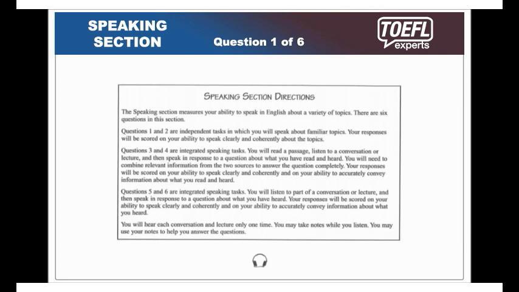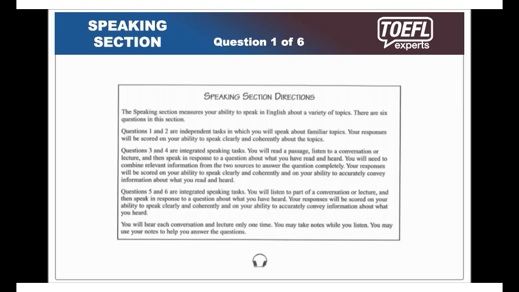Questions 3 and 4 are integrated speaking tasks. You will read a passage, listen to a conversation or lecture, and then speak in response to a question about what you have read and heard. You will need to combine relevant information from the 2 sources to answer the question completely. Your responses will be scored on your ability to speak clearly and coherently and on your ability to accurately convey information about what you read and heard.